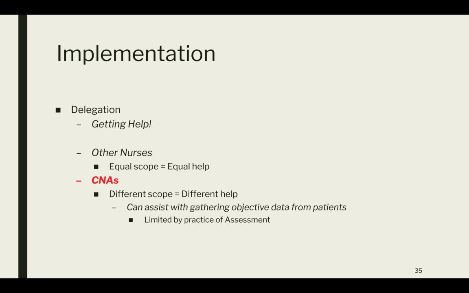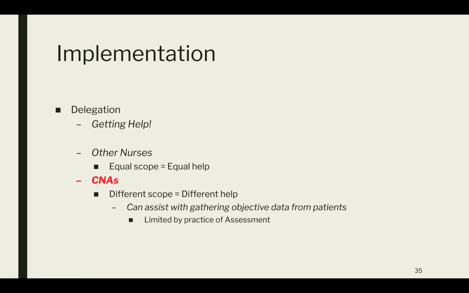Also, reevaluation is equal to assessment. Therefore, it cannot be delegated either. So if it requires a nurse, we can use another nurse. Equal scope of practice means we can have equal help. That's really what we're getting at with this. So if we have another nurse who is available, we can ask them for equal levels of help.